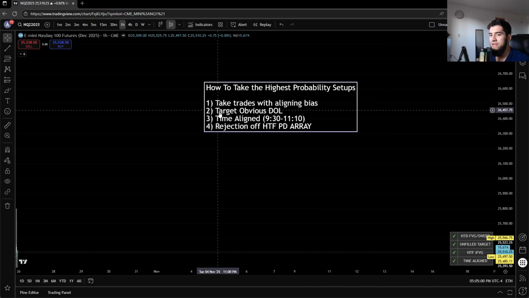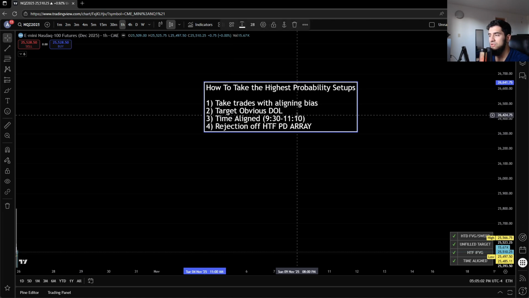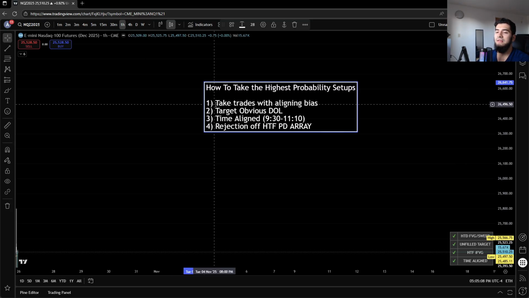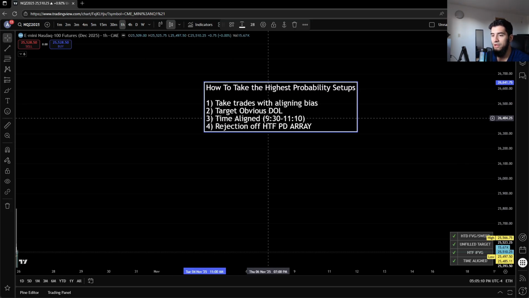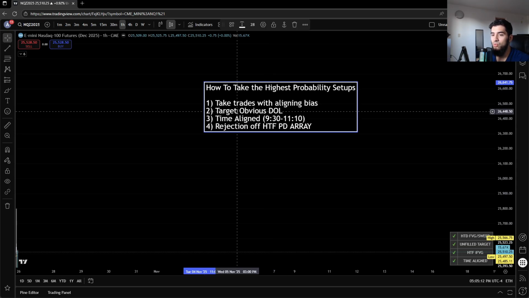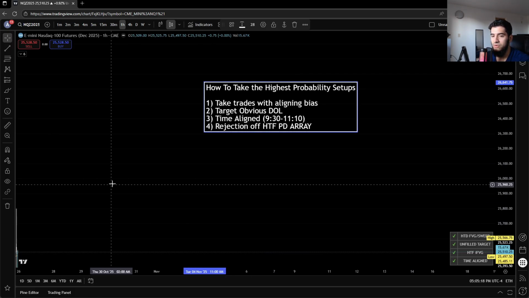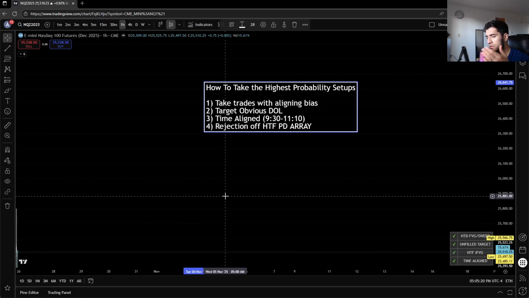Number two is: are there obvious draws on liquidity? So going from our point number one, let's say you are bullish and you want to take longs. Now you want to see if there are obvious draws on liquidity still above higher. Let's say again we're delivering from London low. Say we took out London low and now we're going up higher.